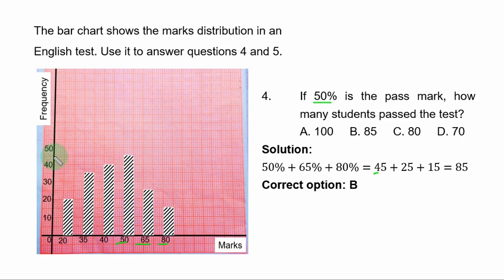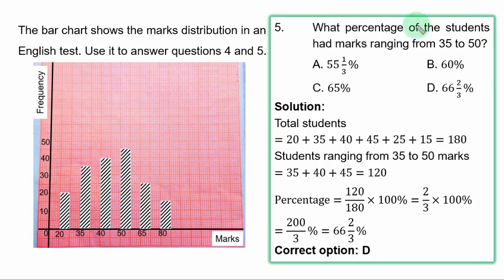Those that scored 65 are 25 in number. Those that scored 80 are 15 in number. When you add together, you have 85. So 85 students passed the test. B is the correct option.